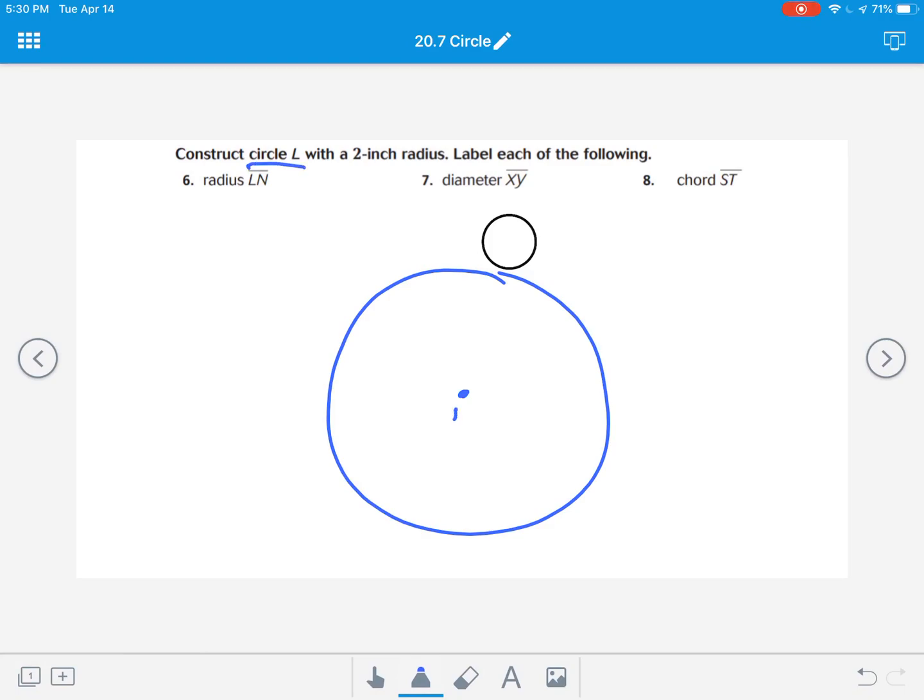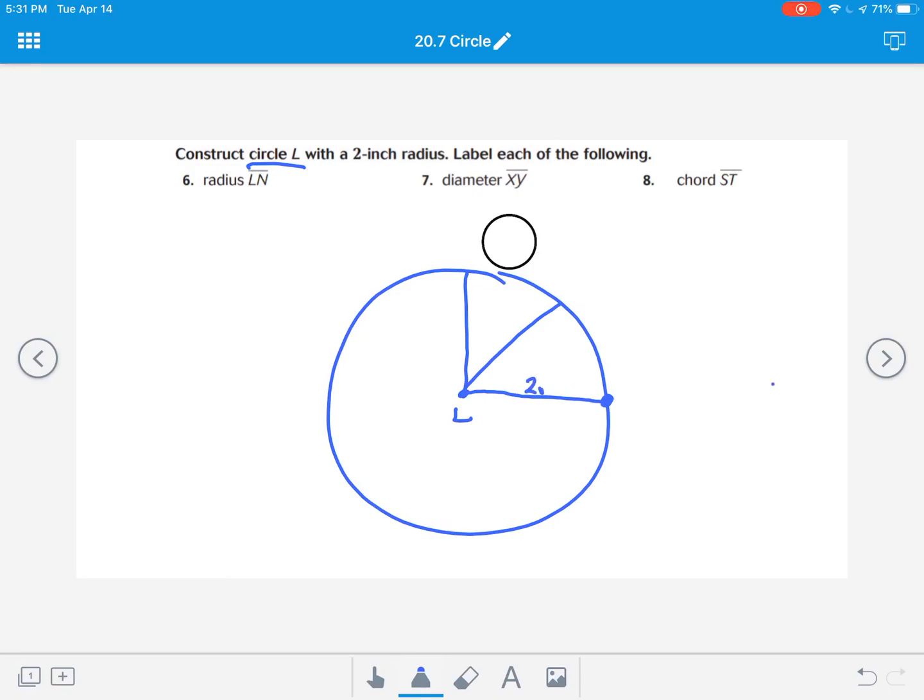So this center point is called L. So label it L. Number 6 says radius LN. Remember, the radius is the segment from the center to the outside edge of the circle. Now I could draw this across like this. I could also draw it this way. I could draw it that way. Any which way I want to go is totally fine. That's still the radius, and it will always still be the same length.